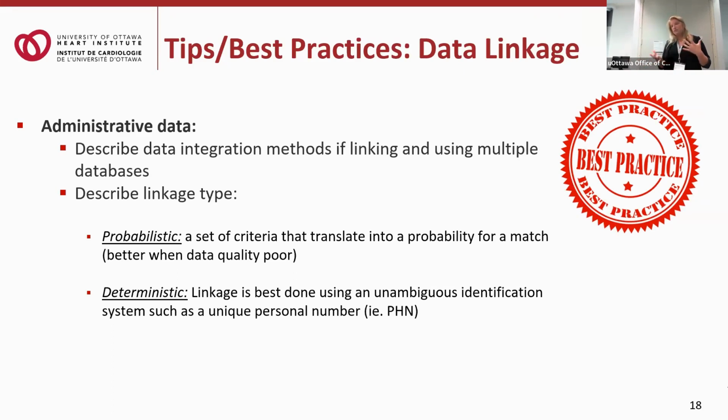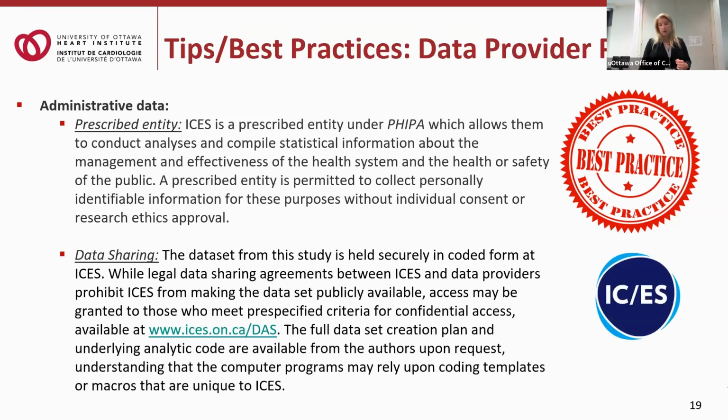So probabilistic linkage is generally applied more readily when the integrity of the data isn't as high, whereas with deterministic linkage, you can really do it at an individual level using an identifier such as a personal health number. So I think that describing the linkage process in your data management plan is just useful in terms of understanding the integrity of the data as well.